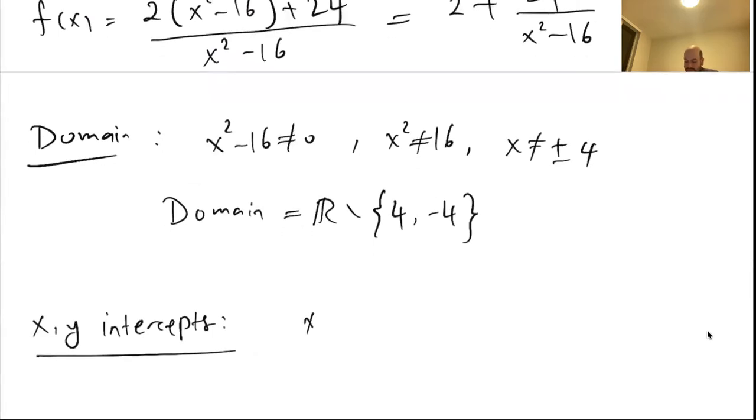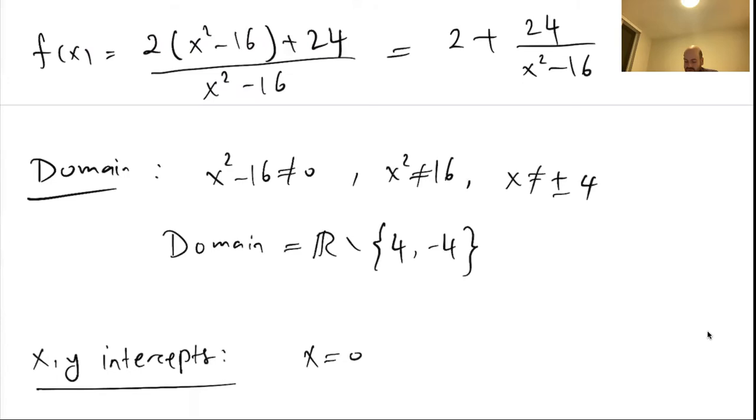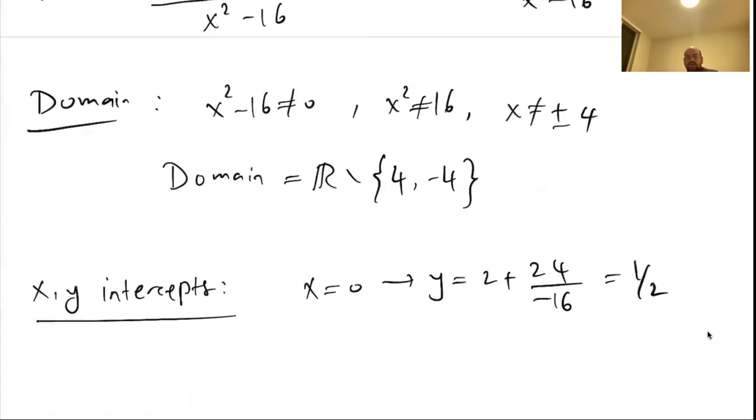So for the y-intercept, if I replace x with 0, then y will be 2 plus 24 over minus 16. So that's going to be minus 32 plus 24, minus 8 over minus 16. That's 1/2. 1/2 is the y-intercept.